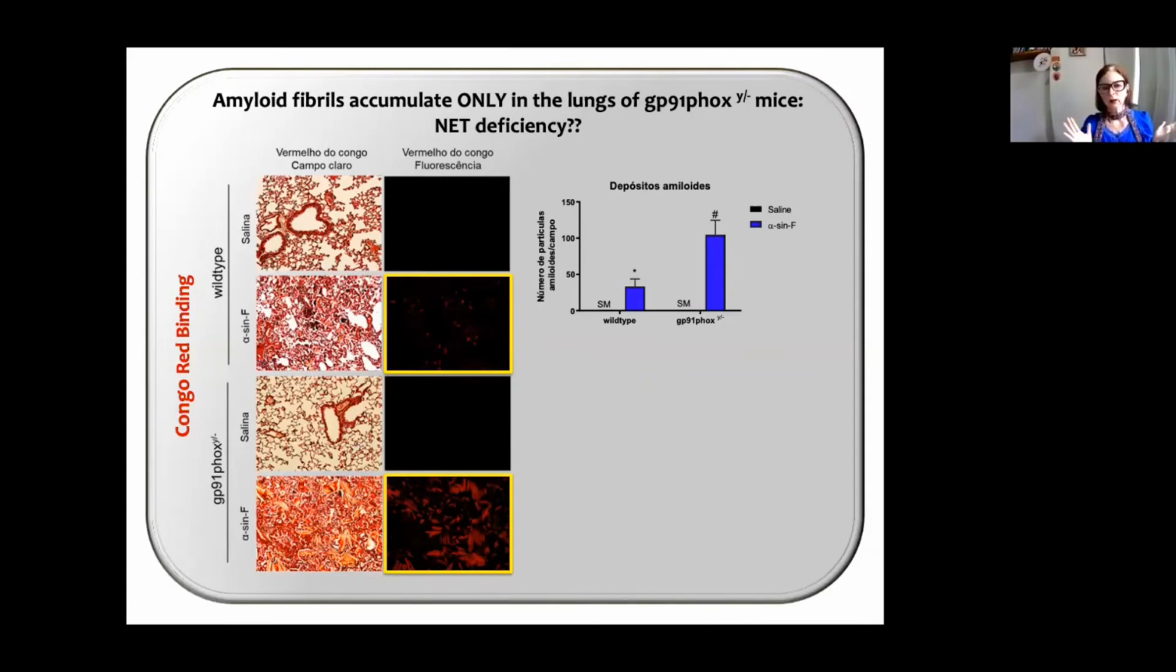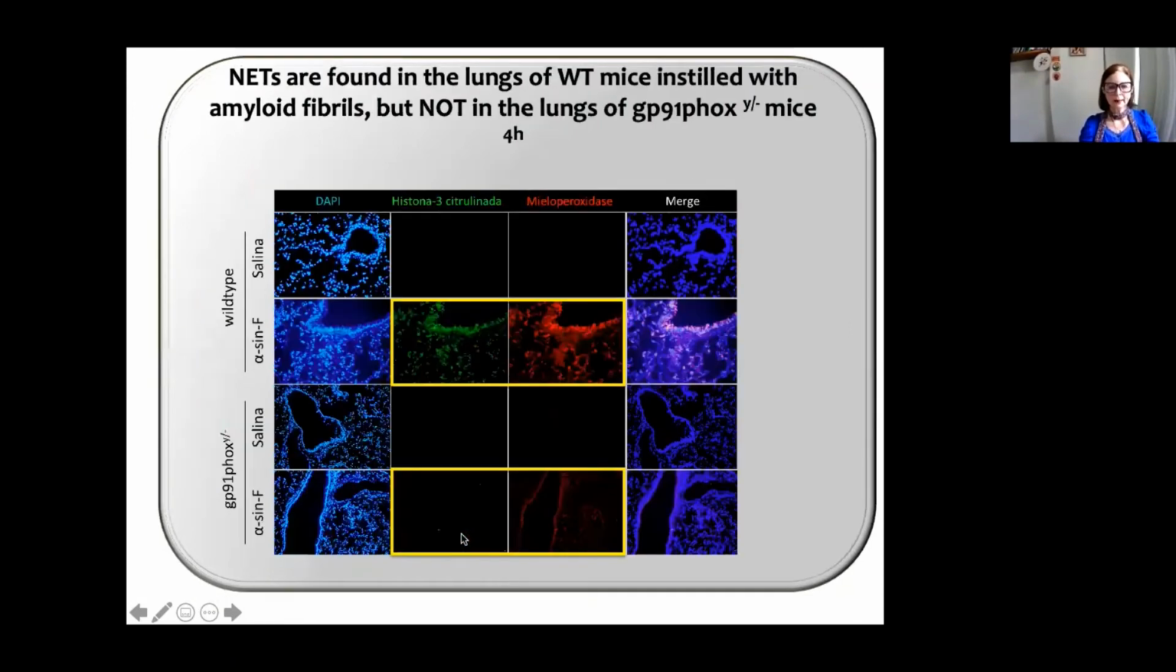But we didn't know whether it was really amyloid fibers that we instilled into the animal. So we took advantage of Congo red. And again, as you see here, the GP phox animals do bind Congo red, but not the wild type lungs. This confirms or reinforces our idea that these instilled fibrils disappeared somehow in the wild type animal, but they stay there in the GP phox animal. So then probably it is the net. Let's see whether these animals are forming nets.